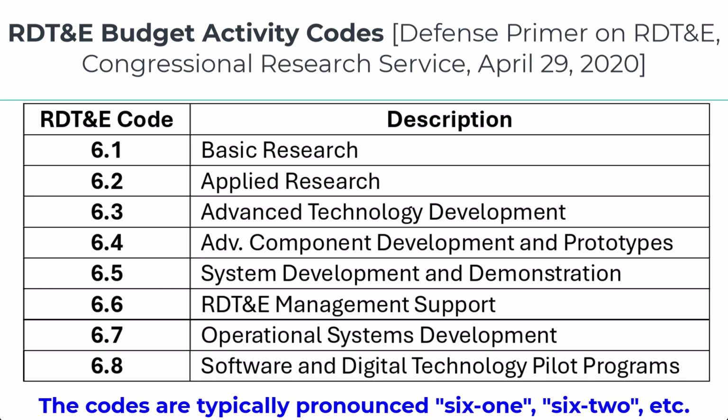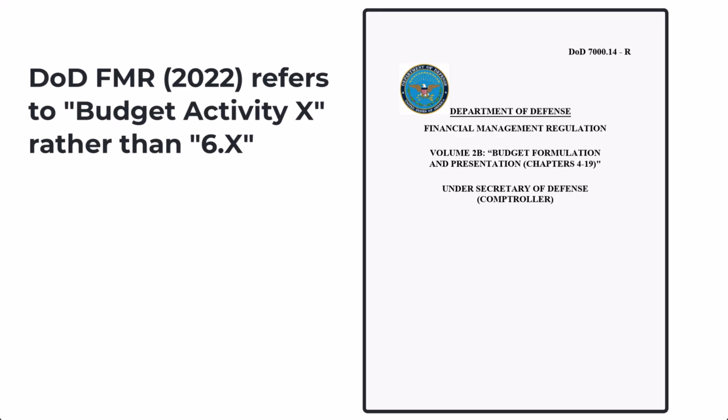Codes 6.4, 5, and 7 are for near-term application of existing S&T knowledge and would more typically involve traditional government contractors. Code 6.6 is for RDT&E management support, and fewer details were available for Budget Activity 6.8 software and digital technology pilot programs, which was added more recently than the other codes. The DoD Financial Management Regulation, or FMR, from September 2022 refers to the RDT&E budget activities as budget activities 1 through 8 rather than 6.1 through 6.8.